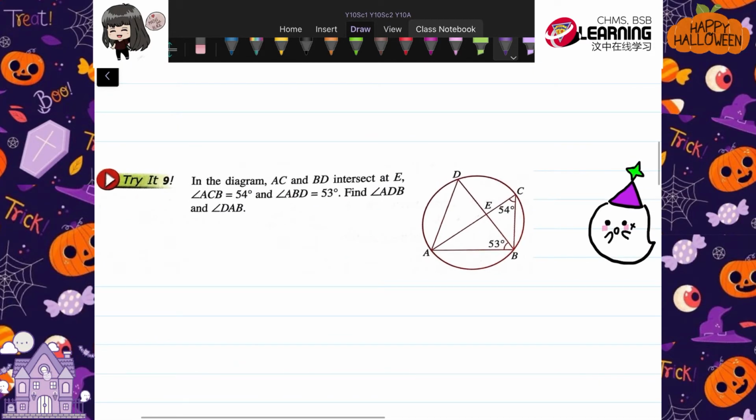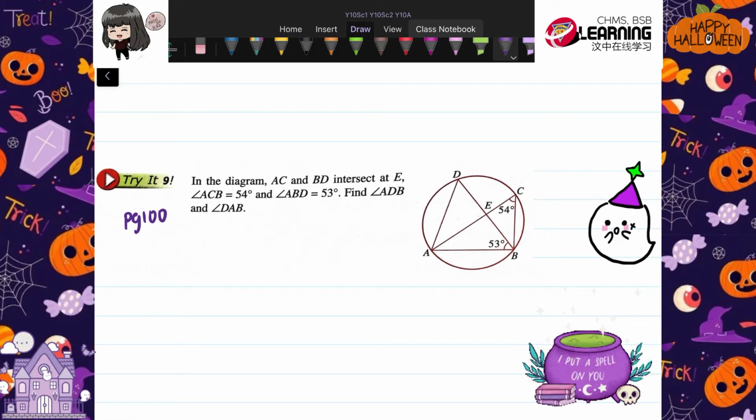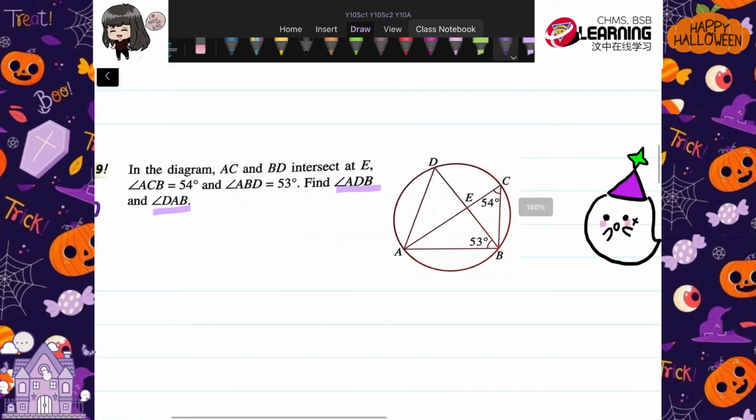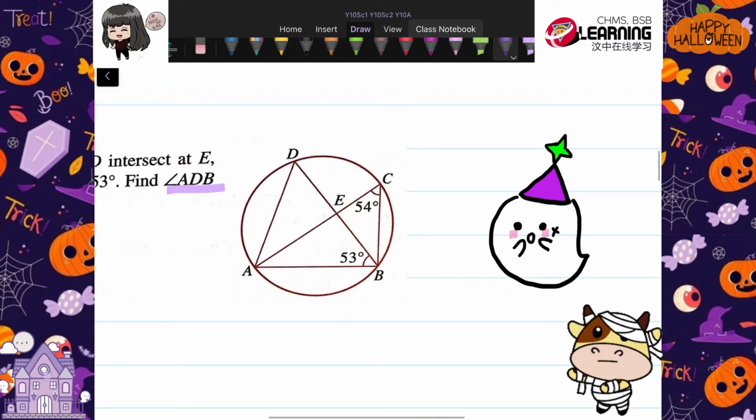Okay, let's go to try it 9. It's on page 100. You copy only the circle, you don't need to copy the whole question here. If you want to choose to scan and print it out and stick it into your notebook, it's up to you. In this try it 9, you're going to find two things, ADB and DAB. You have two things to find over here. So I'm going to zoom in on the circle.